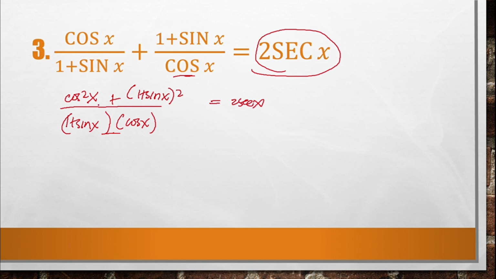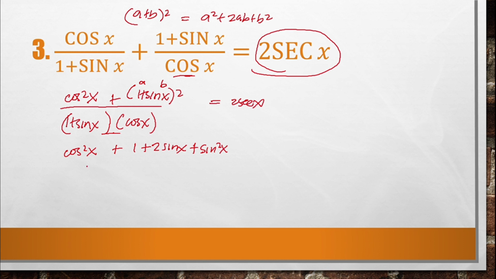So now we have to expand this part. If you're going to expand this part, this is in the form of a plus b squared is equal to a squared plus 2ab plus b squared. So therefore we have here cos squared x plus a squared, that is 1, plus the product of a and b, if this is our b, twice to 2 sine x plus sine squared x over 1 plus sine x times cos x. That is equal to 2 sec x.